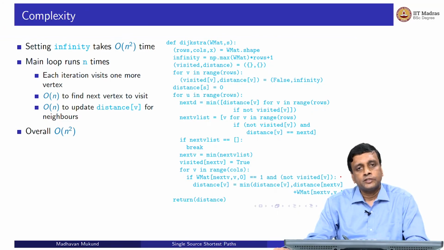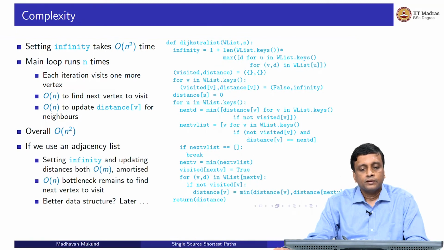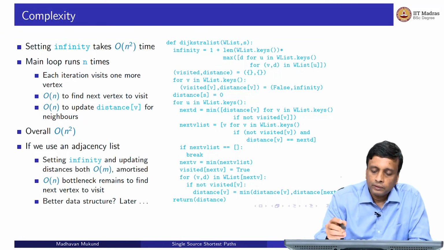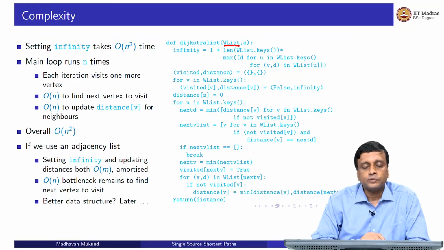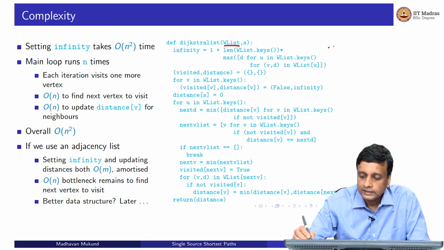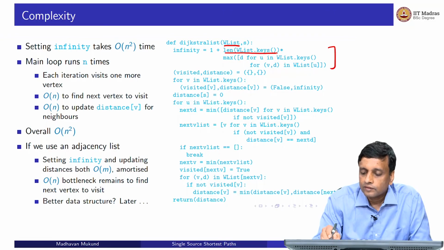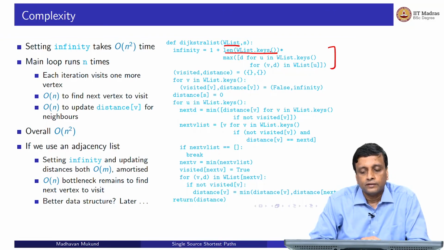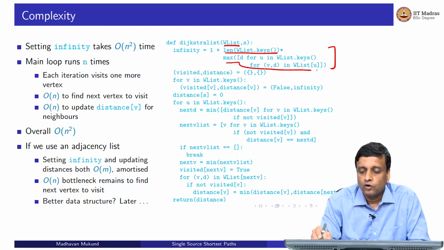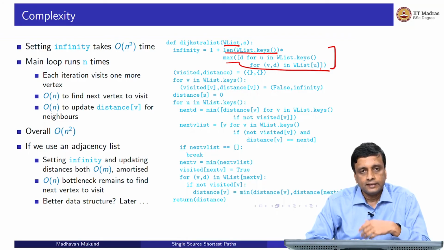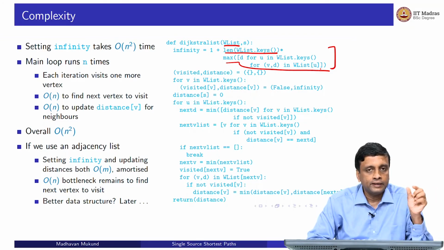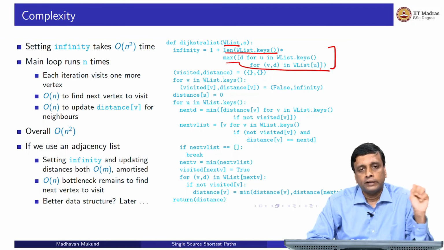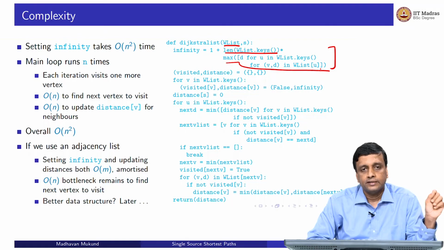So, the usual thing is what happens if we move to an adjacency list. Here is the same thing with an adjacency list. Now I am passing a weighted adjacency list which I will call W list. Again I will compute infinity in a similar way. Basically I take the length, the number of vertices, the number of keys of my weighted adjacency list, and multiply it by the maximum value of all the weights in my adjacency list. Every entry in my adjacency list is of the form v comma d, so u to v with distance d. I take the maximum among these d's, multiply it by the number of vertices, and add 1.